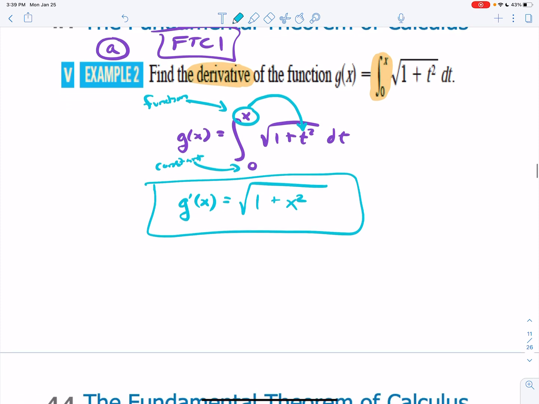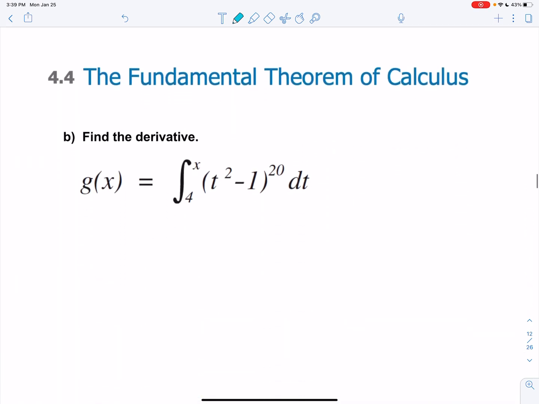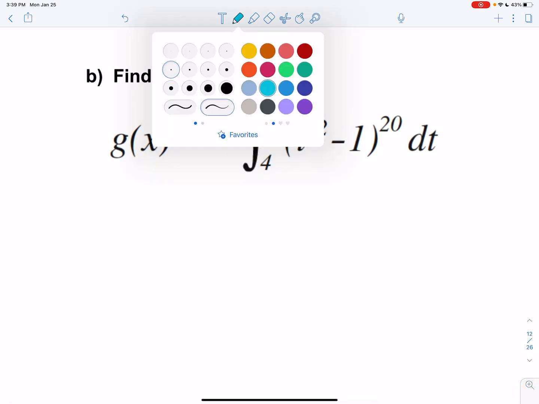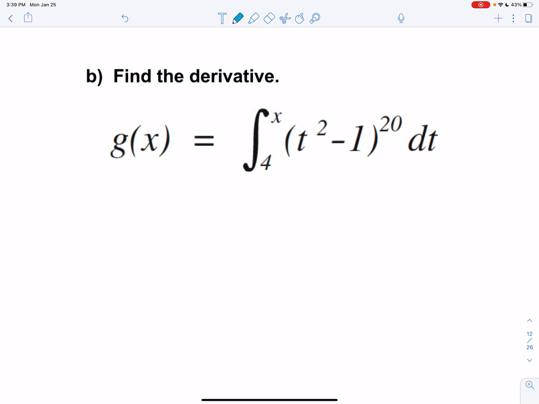So here's part A. That's where it's basic. Here's part B. Try this on your own. Press play when you're ready. Okay, so we have an integral g. They're asking us to find the derivative of the integral, okay? So we know we have to use the fundamental theorem of calculus part 1. So first let me check. Is the upper bound a function? Yes. Is the lower bound a constant? Yes. So we know we can move forward.